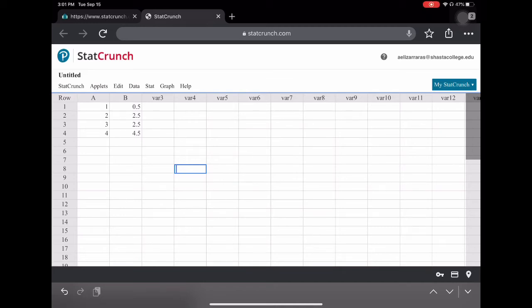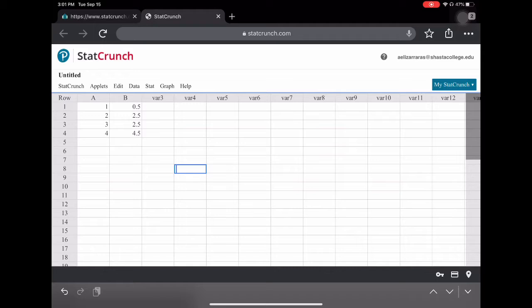All right, here I am in StatCrunch. I've been asked to enter the two data sets and label the columns. You can just touch right in the column and rename it. The first column, A, we have the values 1, 2, 3, and 4. And B, we have the values of 0.5, 2.5, 2.5, and 4.5.